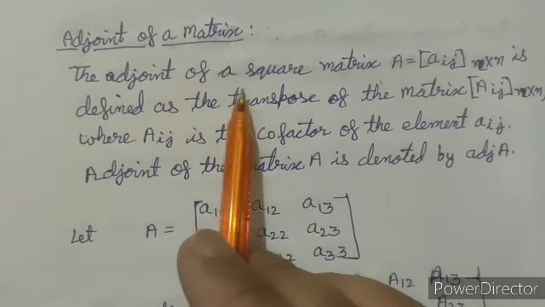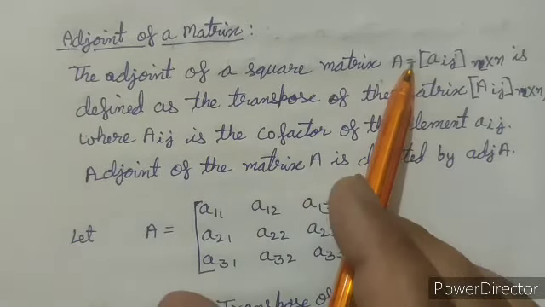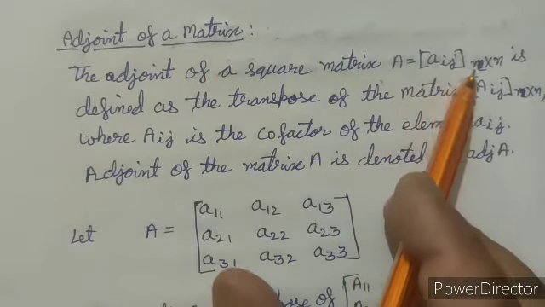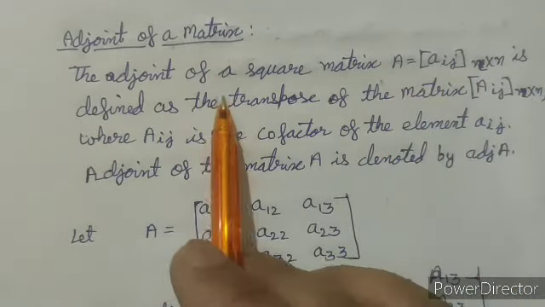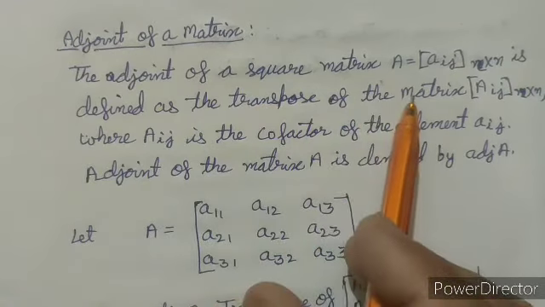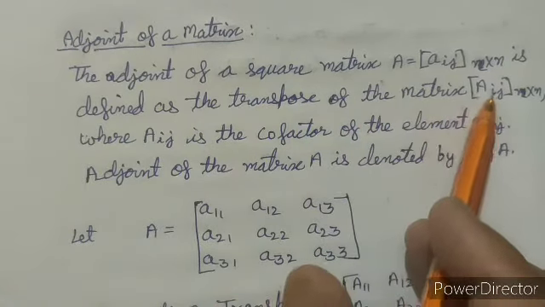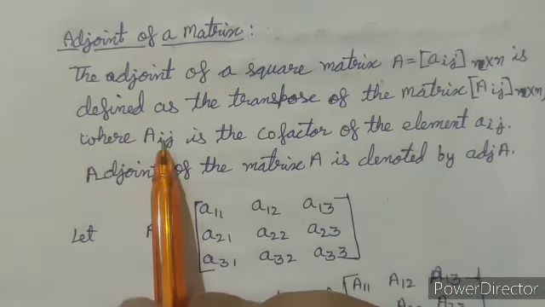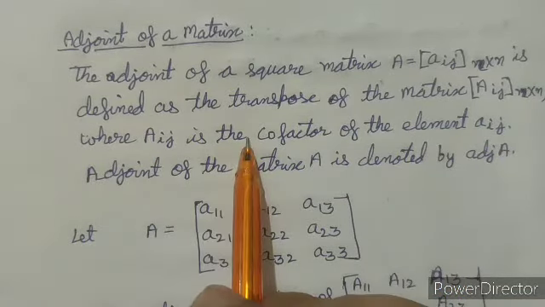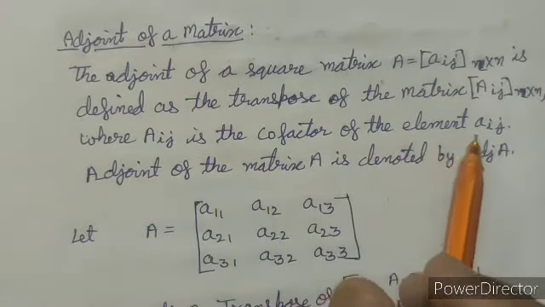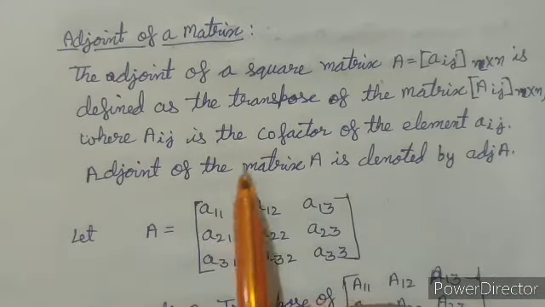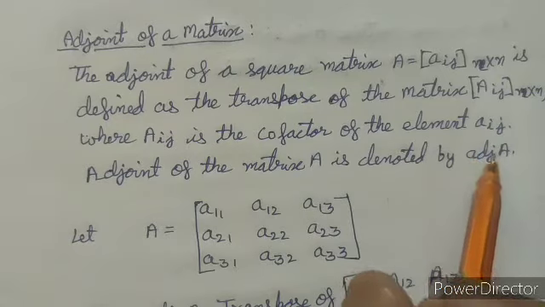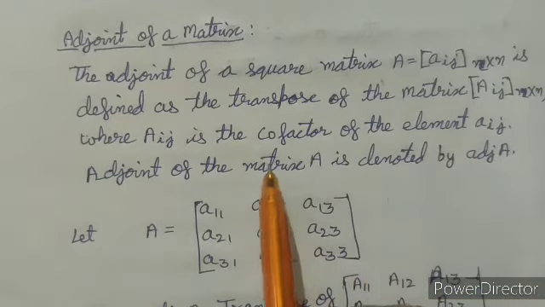The adjoint of a square matrix A, equal to Aij of order n by n, is defined by the transpose of the matrix capital Aij of order n by n, where capital Aij is the cofactor of the element aij. Adjoint of a matrix A is written as adj A.